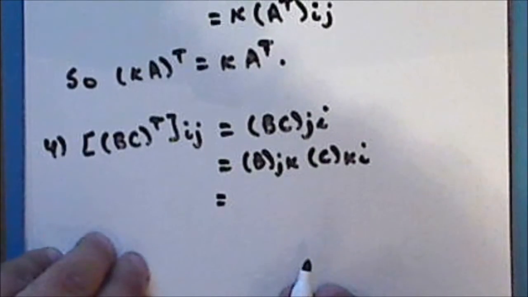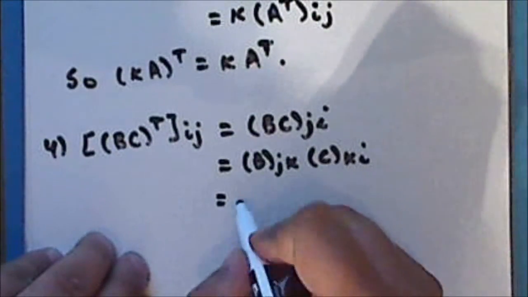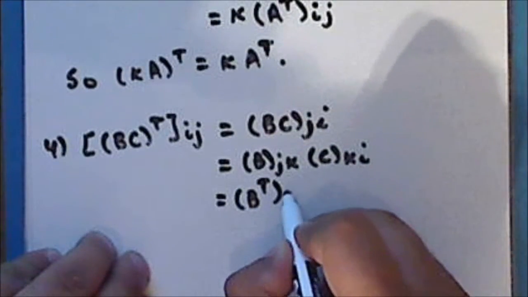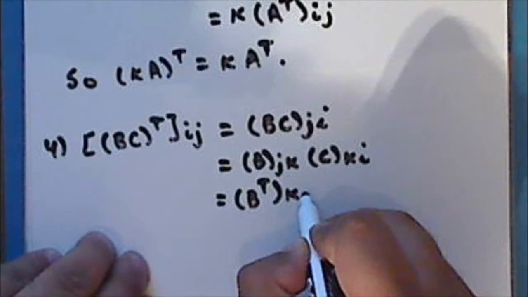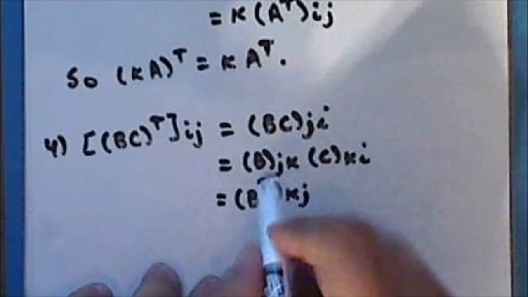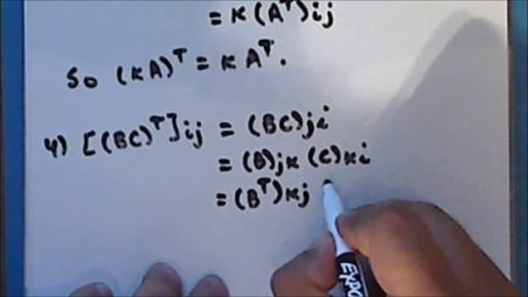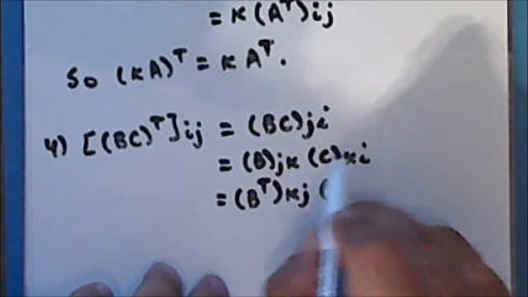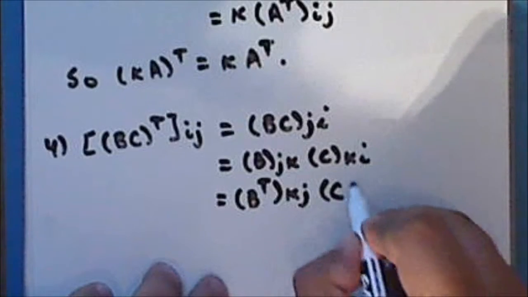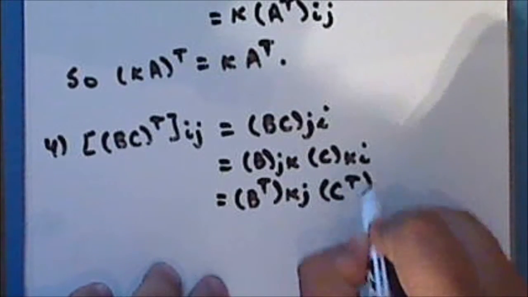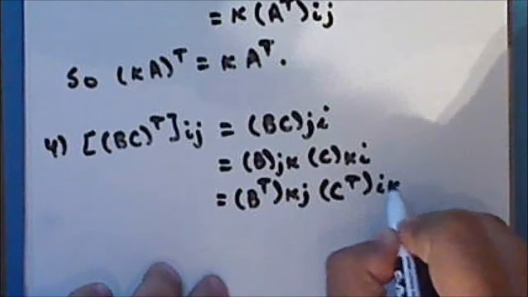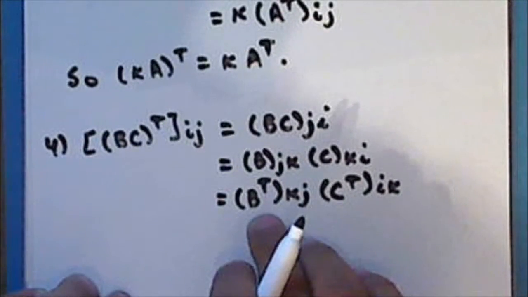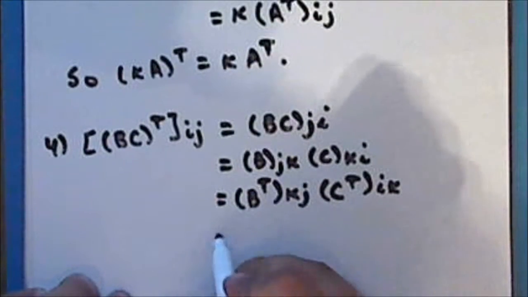Now the entry in row J, column K of the matrix B is the same as the entry in row K, column J of the transpose of B, and the entry in row K, column I of the matrix C is the same as the entry in row I, column K of the transpose of C. This is a product of real numbers, and so it commutes.